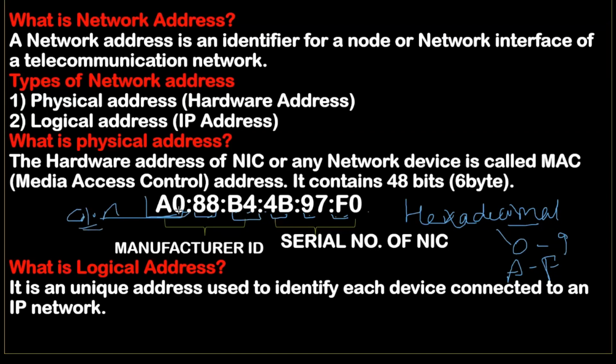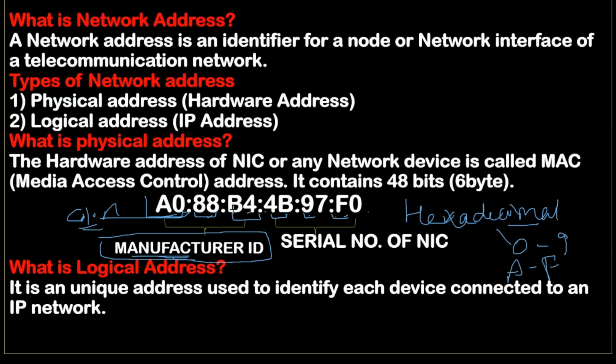The starting three fields, A0, 88, B4, denote the manufacturer ID, assigned by the manufacturer. Suppose HP is the manufacturer of that NIC. So the starting three fields denote the manufacturer ID, and in most HP devices, that series can be the same.